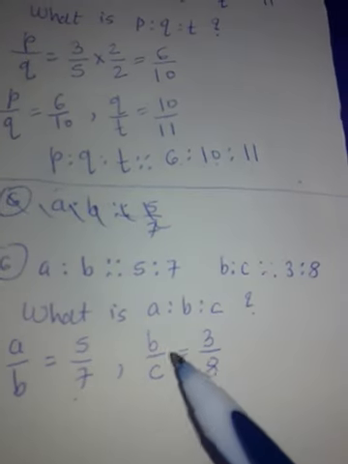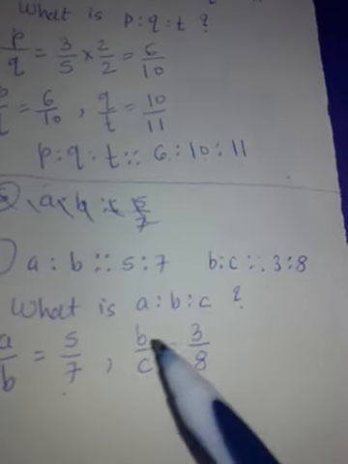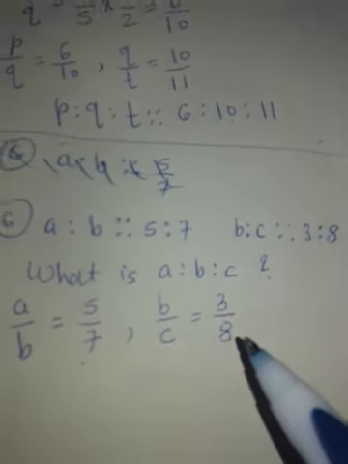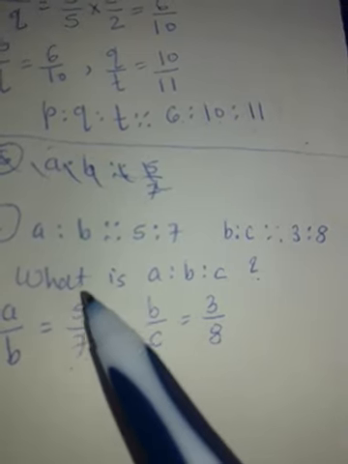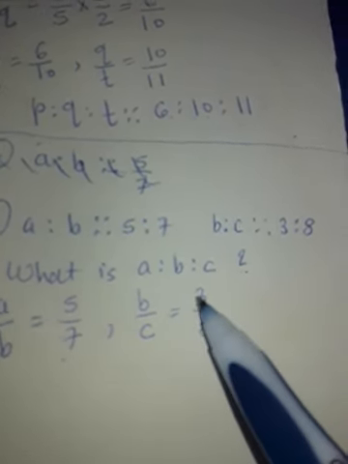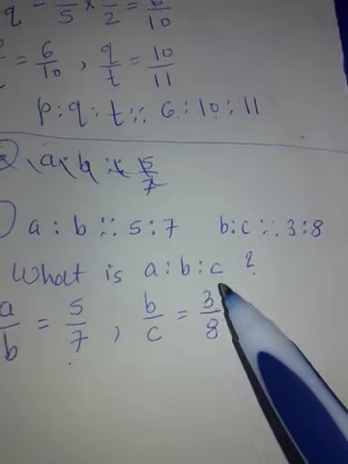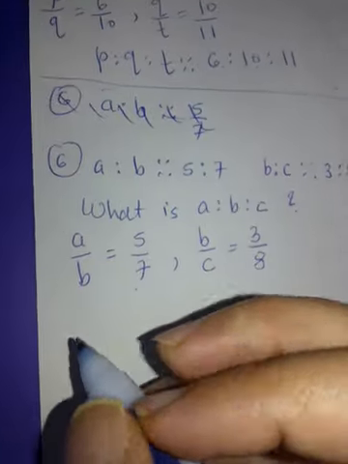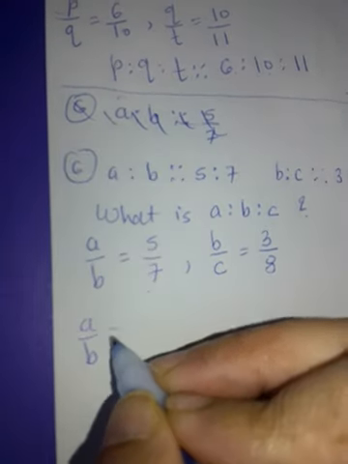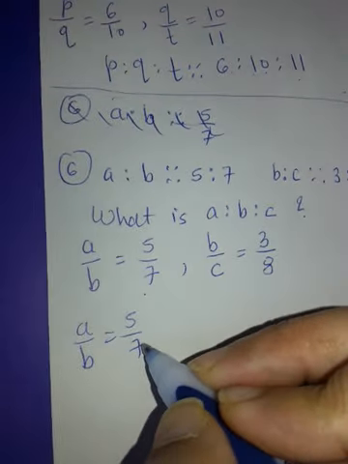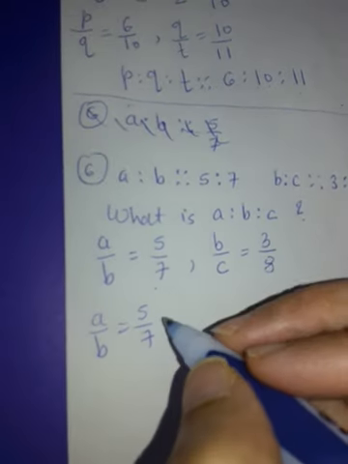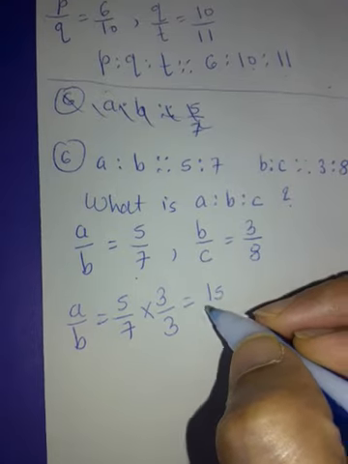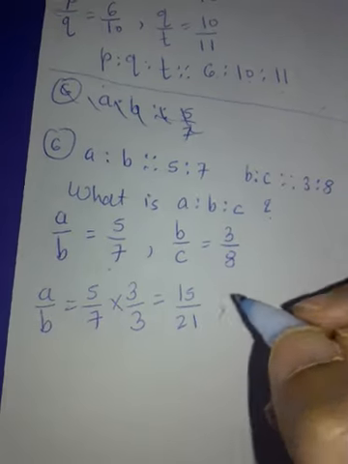Here B is equivalent to 7 and here it is 3. And 3 and 7 don't have any common factor. So to make them equal, I'll multiply this ratio by 3 upon 3 and this ratio by 7 upon 7. So see what happens. I'll pick 3 from here. This becomes 15 upon 21.